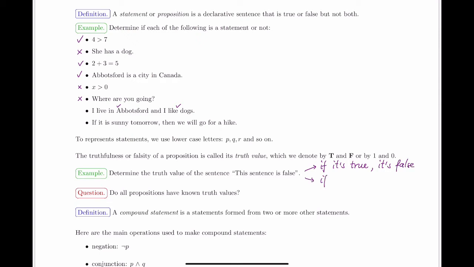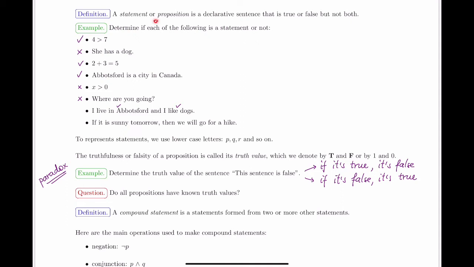If, on the other hand, we assume that it's false, then the sentence itself saying it's false is false, which means that it is in fact true. This seems to be a problem. Whatever truth value we assign to it, the statement itself contradicts it. And this is what we actually call a paradox. A self-contradictory statement like that is not a proposition, but rather a paradox.